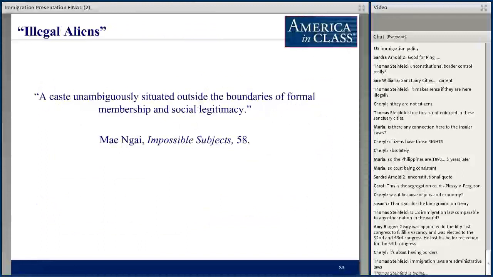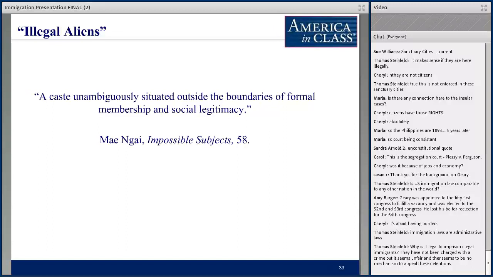Okay, now why this is so important is that the Chinese exclusion cases create undocumented immigrants as a new socio-legal category of persons in the United States, as my dear colleague Mae Ngai has said, as a caste unambiguously situated outside the boundaries of formal membership and social legitimacy. Not only are you a population in the so-called nation of immigrants that is subject to forced removal, but while in the United States, there is a system of governance which pertains only to you, to which the Constitution does not apply. And now we're going to go through and talk about how this develops a little bit over time.